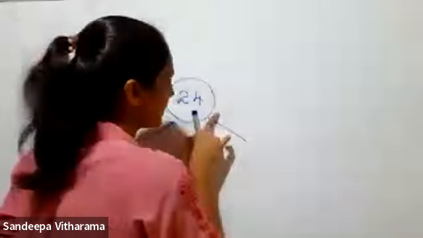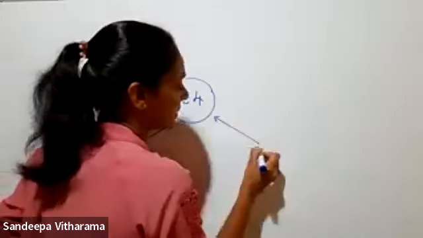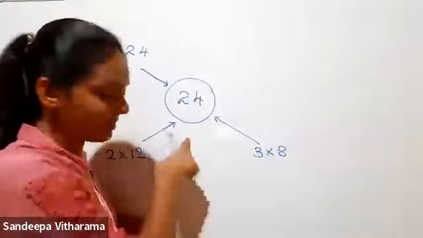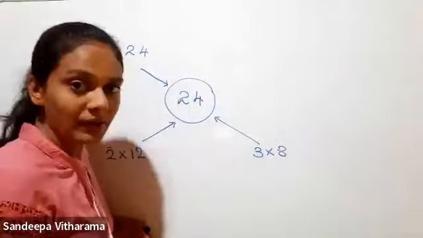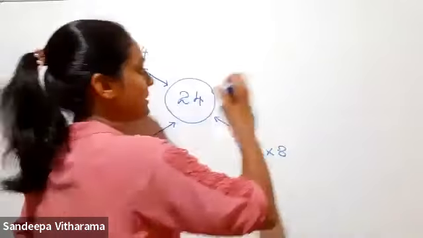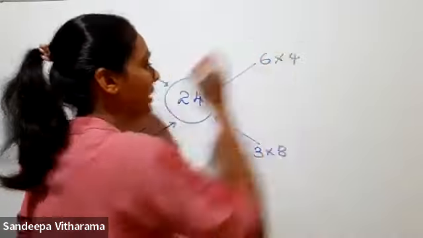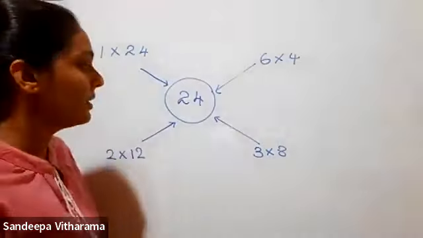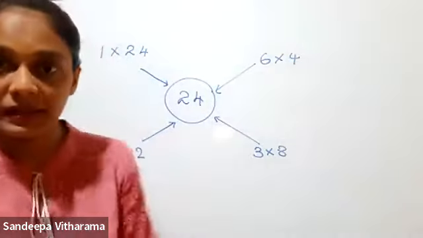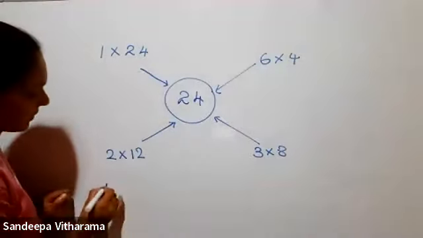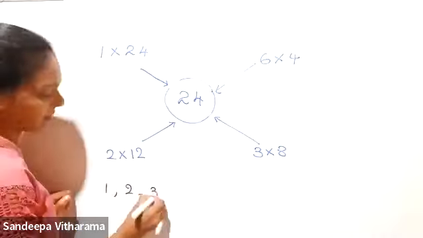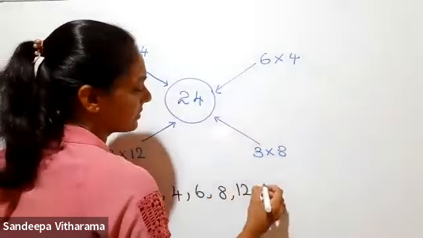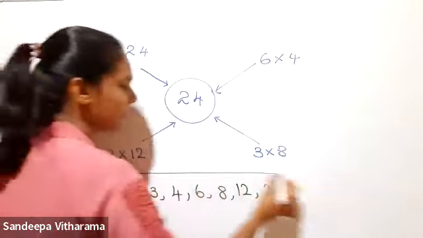What else? How can we obtain 24? 3 into 8 gives 24. That means 3 and 8 are factors of 24. What is 6 into 4? We can obtain 24 by multiplying 6 and 4. So we can identify how many factors there are: 1, 2, 3, 4, 6, 8, 12, 24 are the factors of 24.